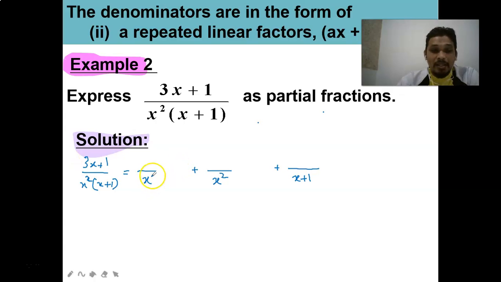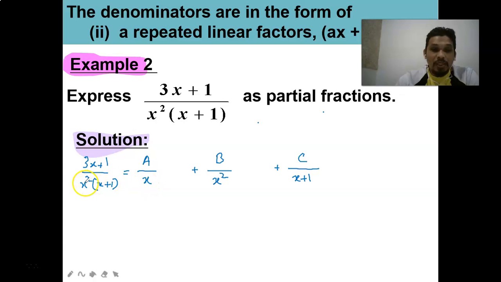Okay, now this is a repeated linear factor, the case of repeated linear factor. So we can just come up with this, we'll write this one above here with the capital letters A, capital letter B. I mentioned earlier, even though this looks like a quadratic x squared, it's not a quadratic, it is defined as a repeated linear factor of x, so the numerator comes up with B and also C.